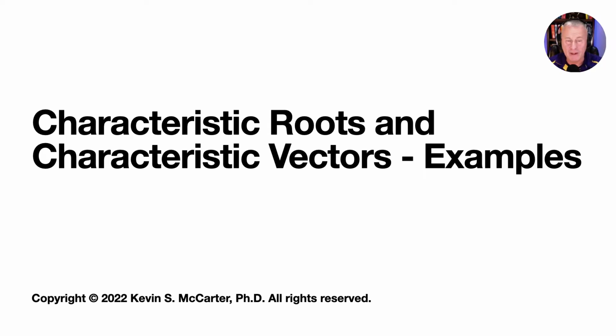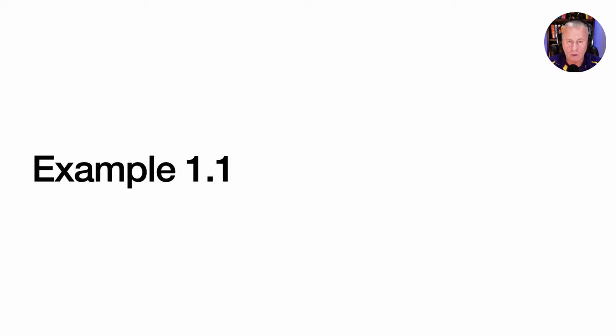All right, welcome back. In this lecture, we begin looking at examples of characteristic roots and characteristic vectors of a square matrix, and using them to calculate functions and determine properties of the matrix. Now, in this lecture video, we're going to be looking at what we'll call example 1.1. Let's take a look.